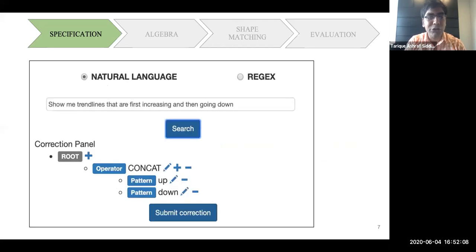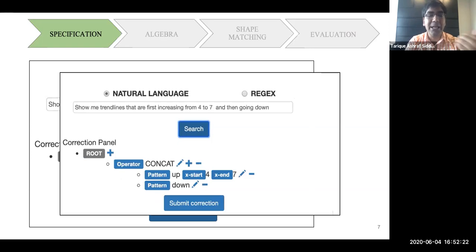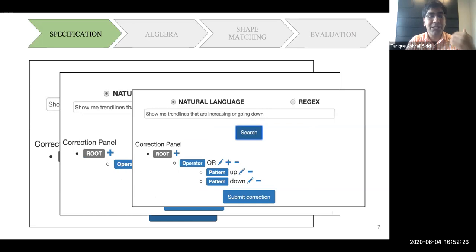Here's an example of a natural language query for finding trend lines that are first increasing and then decreasing. After submitting, ShapeSearch immediately shows the parsed query in a correction panel where users can edit it if needed. You can also specify the start and end positions for a more constrained matching or search for multiple shapes at the same time.